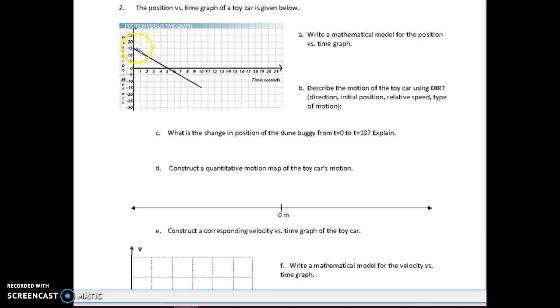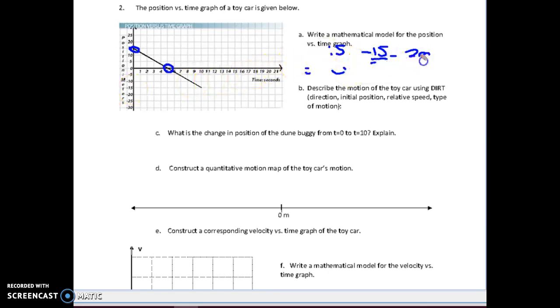The first thing I'm going to do is determine the slope. I'm going to use this point right here and this point right here to help me determine that slope. This first point is at 0, 15, and the next point that I'm selecting is at 5, 0. So my slope is 0 minus 15 over 5 minus 0. So I get negative 15 over 5, which is equal to negative 3. My units for my slope are going to be my rise unit, which is meters, over my run unit, which is seconds. So that's how I calculate my slope to get started.